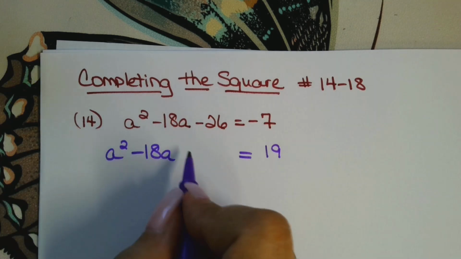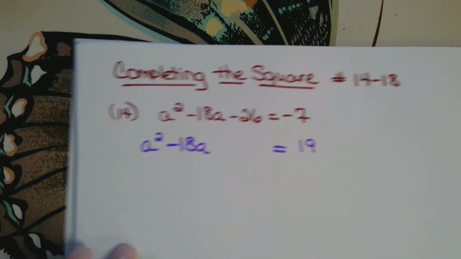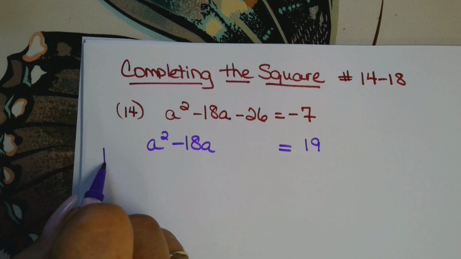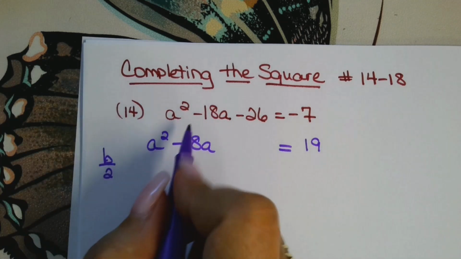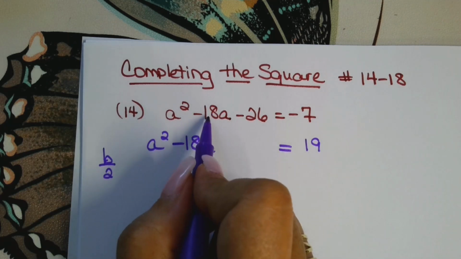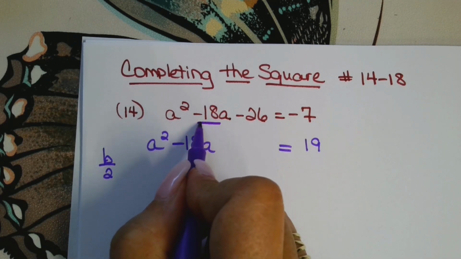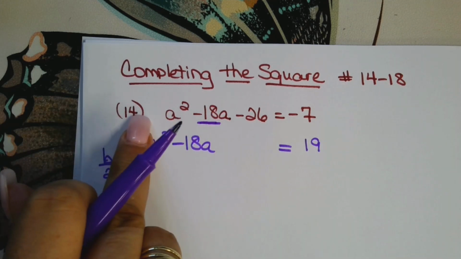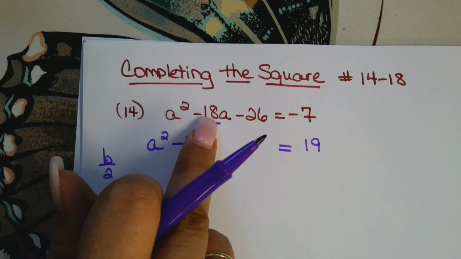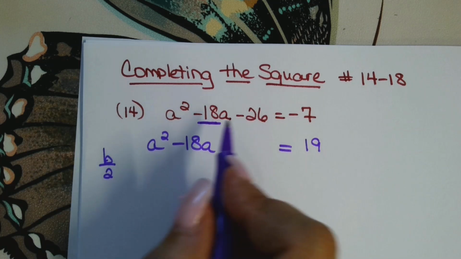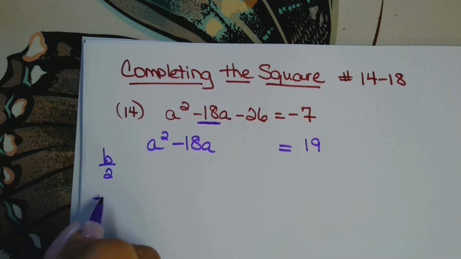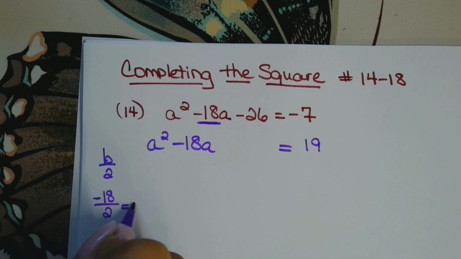Okay? Now what we're going to do is b divided by 2. Now b is this term right here, the second term. Your a term is this one. This is your b coefficient. This would be your a coefficient here. So that's negative 18, and we divide that by 2, and that gives us negative 9.